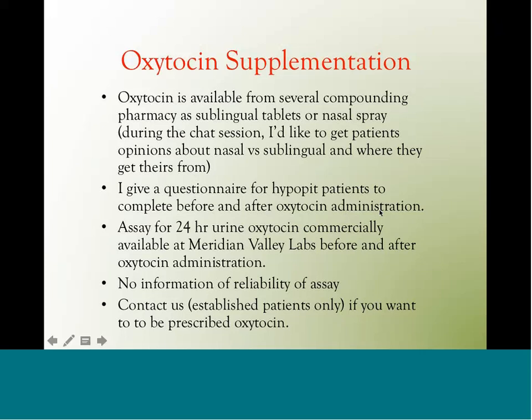There is a laboratory called Meridian Valley Labs in Washington State that we've been measuring a 24-hour urine oxytocin level. It's commercially available. It is not usually billed to your insurance. I think it's $150, so it's not cheap. And the patients that have a level below 350, I've been putting on oxytocin. I'd like to see more. Does it go up after oxytocin administration? So some of the people that are on it, I think it would be worthwhile getting your labs checked again.